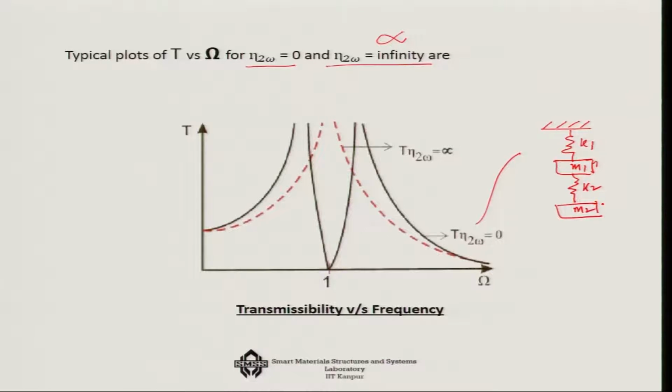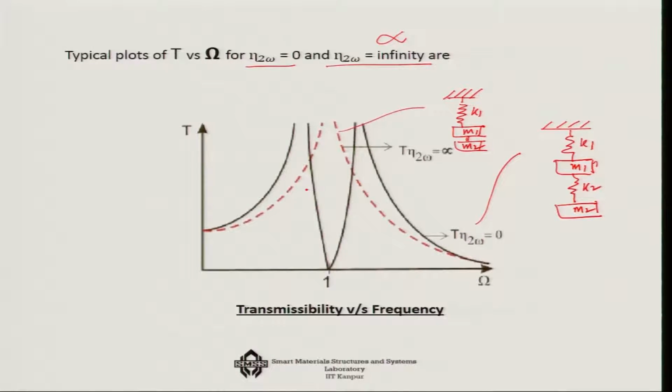So, this will be eta 2 omega 0, and if eta 2 omega equals infinity, that is the other case where the whole system behaves like a single degree of freedom system, the locked frequency system. In that case you have k 1 here, m 1 here, and m 2 here, rigidly connected. So, naturally you can see that there is a single degree of freedom, so there is only one peak, whereas in the other extreme case you are getting two peaks.